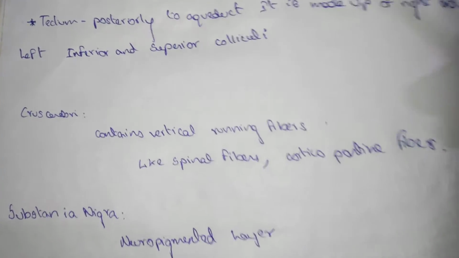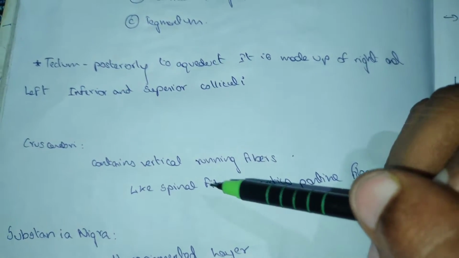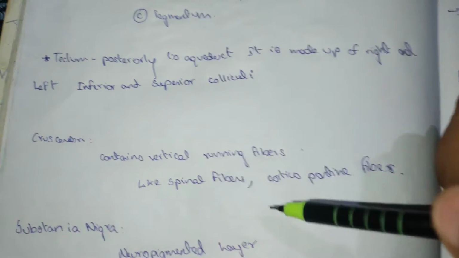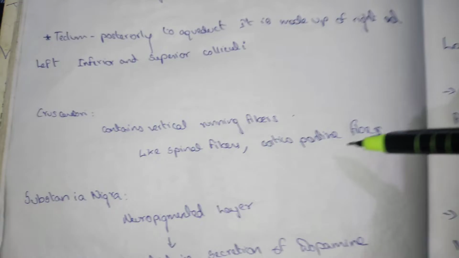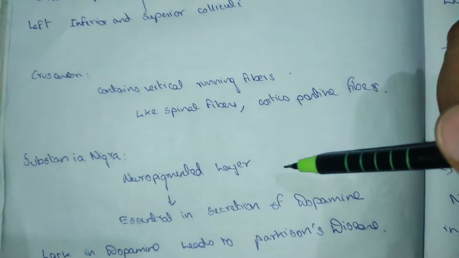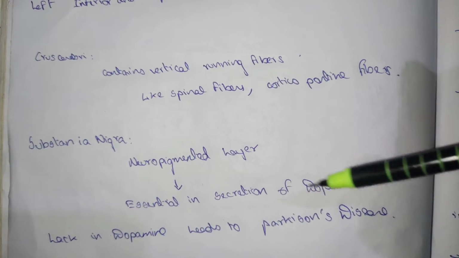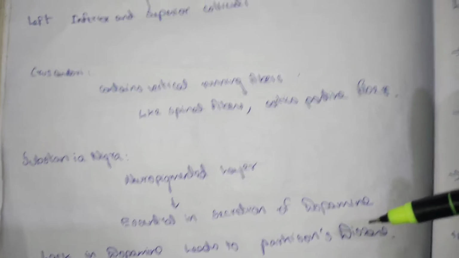The crus cerebri, present on the anterior surface, contains running fibers: spinal fibers and corticopontine fibers. The substantia nigra is a neuropigmented layer, essential in the secretion of dopamine. Lack of dopamine leads to Parkinson's disease.